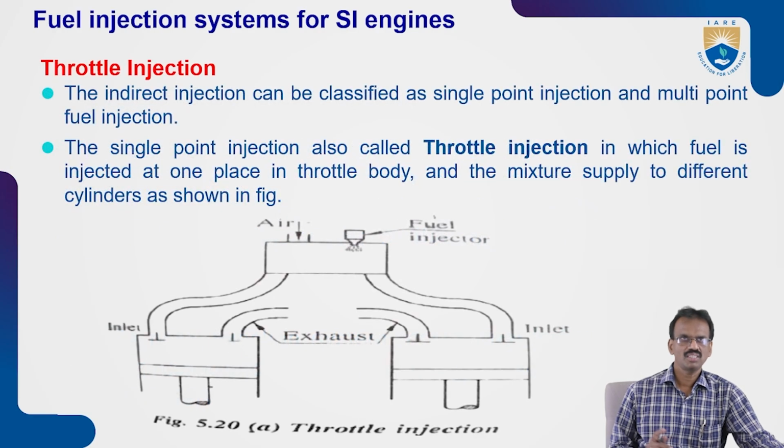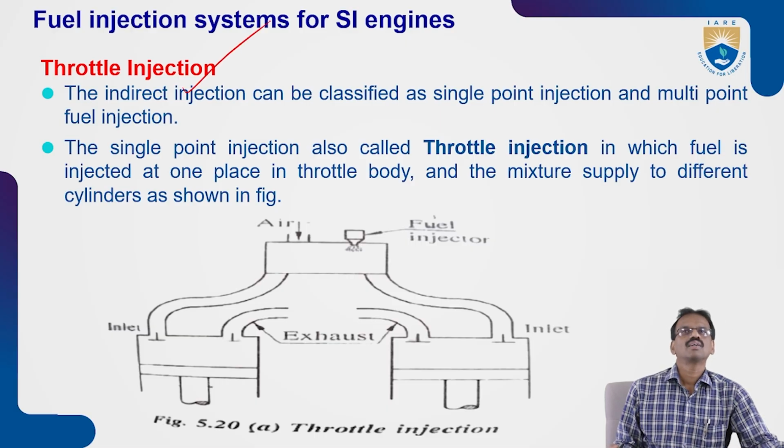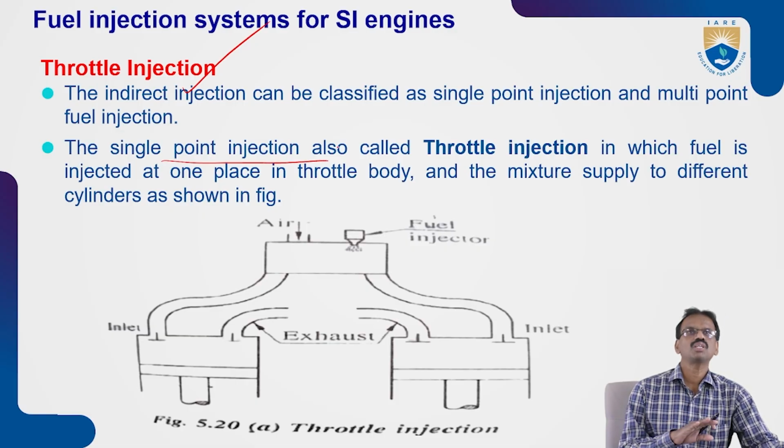The single point injection systems are of two types. One is the throttle injection system, and the next one is the port injection system. So we'll see the first one, the throttle injection system. This is an indirect injection system. Indirect injection system is classified into single point and multi-point. The single point injection system also has two types: throttle and port types.